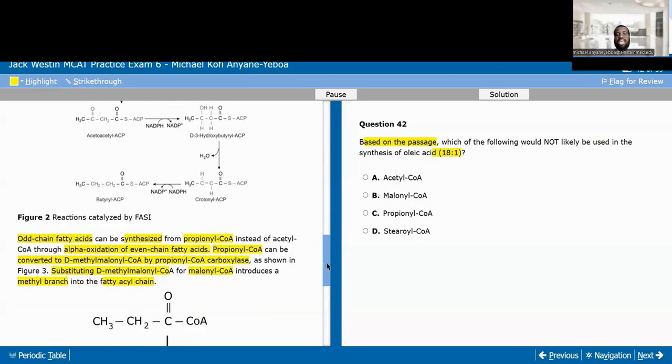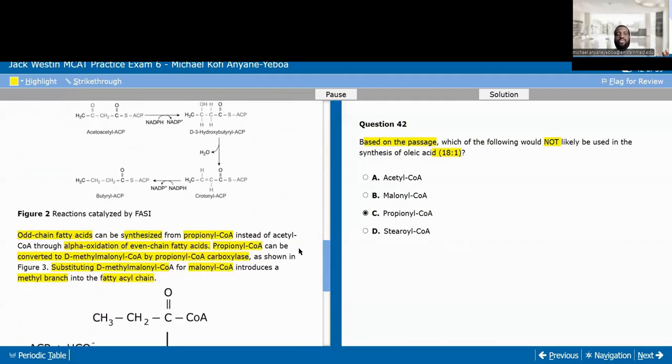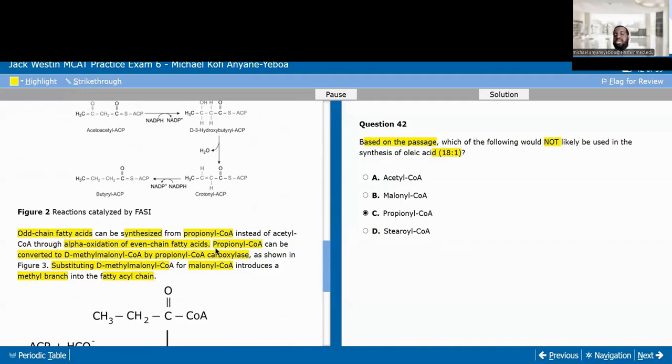See, so with my highlights, even when I lost my train of thought, because I highlighted odd chain fatty acids here, I was able to come back to see what are the things I need for odd chain. Yes, the question is asking about even chain, but because the question is asking would not likely, which is a key word here, I want to make sure that I know what is used for only odd chain fatty acids. And from that, propionyl-CoA is the only thing here. Another option, I didn't think it was even mentioned, and I'm not going to worry myself about that. What was mentioned here was propionyl-CoA.